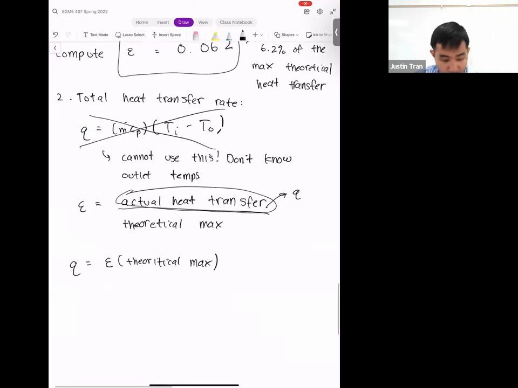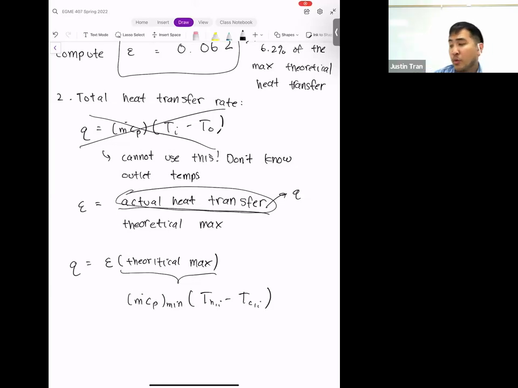And how do we get the theoretical max? Well, the theoretical max is given by m dot Cp min multiplied by the difference in the inlet temperatures. Okay. Because those we do have. We have the inlet temperature of the hot fluid and the inlet temperature of the cold fluid, right? If you remember from last Wednesday, the theoretical best case scenario for a heat exchanger is that the hot fluid cools all the way down to match the cold fluid, and the cold fluid heats up all the way up to the hot fluid, okay? That only happens if your heat exchanger is infinitely long, okay?